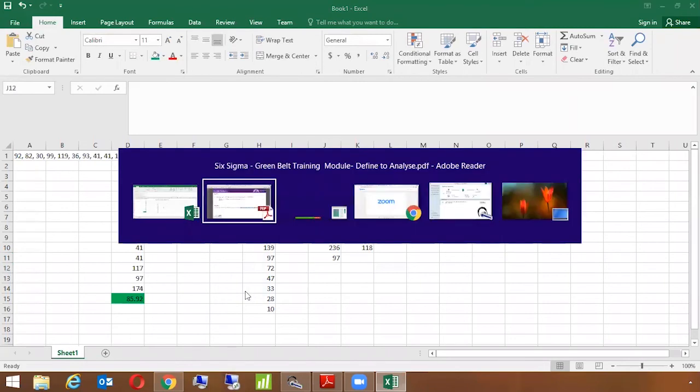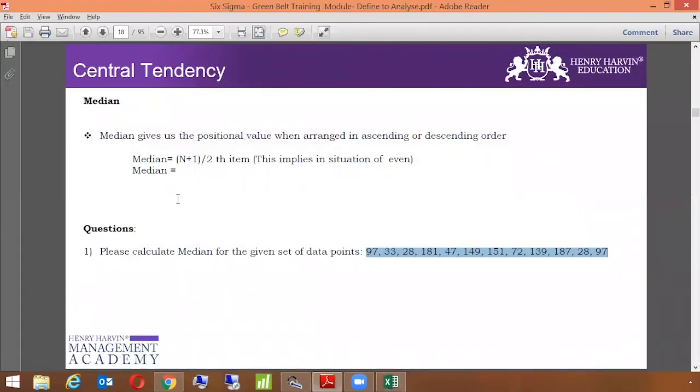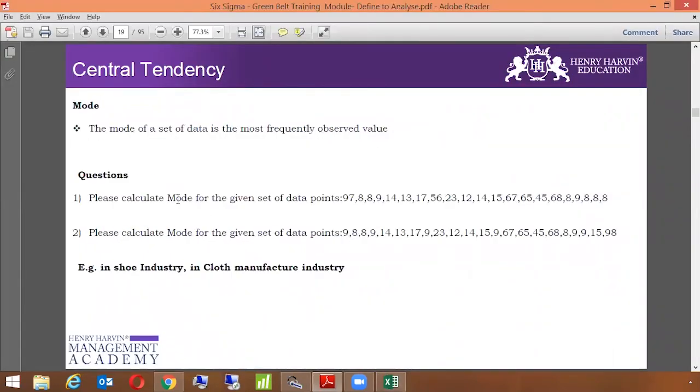Okay, let's go back. The third thing we will talk about is mode. Mode is the most frequently observed value in a given data set. Mode is not used mostly in the service industry, but it is used in manufacturing or an industry where a lot of goods are being produced. So mode is the most frequent observed value.